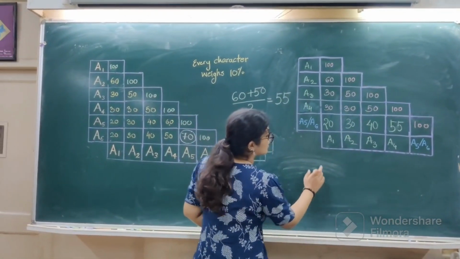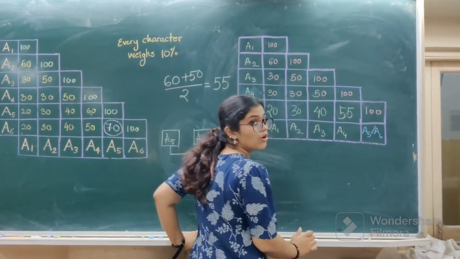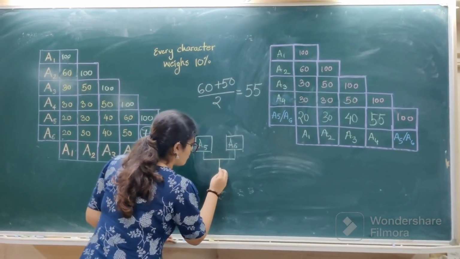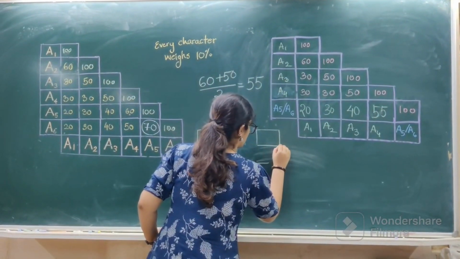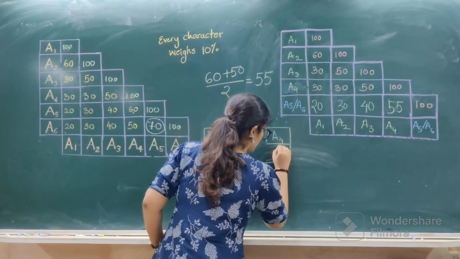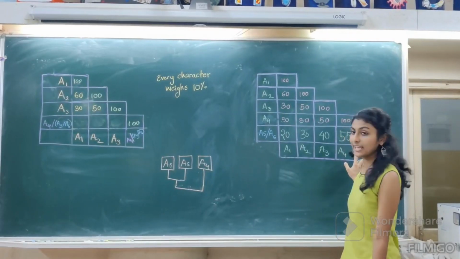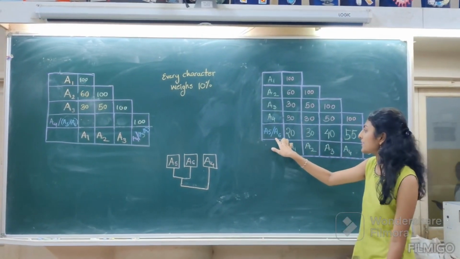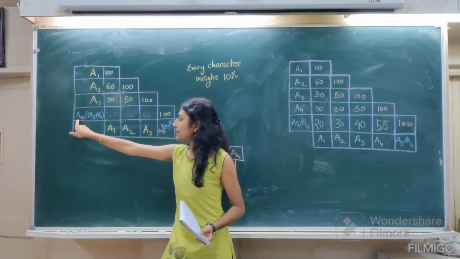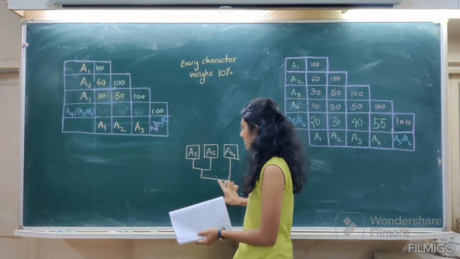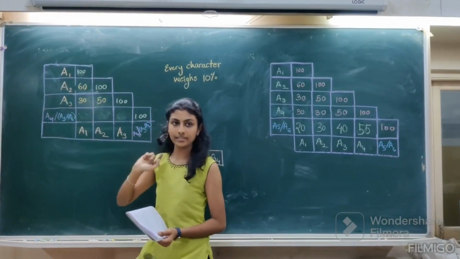Now, here we can see that A5 and A6 are more similar with A4. So, we can draw one more branching and show that A4 is similar to A5 and A6. Now A4 is most similar to A5 and A6. So now the next step, we will compare A4, A5 and A6 with the other organisms, that is A1, A2 and A3.